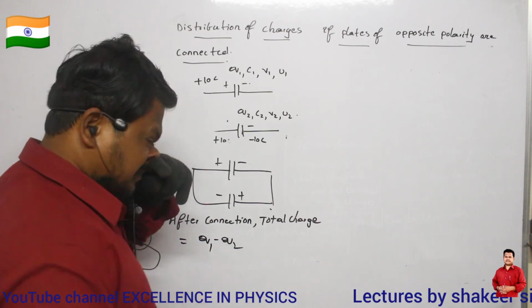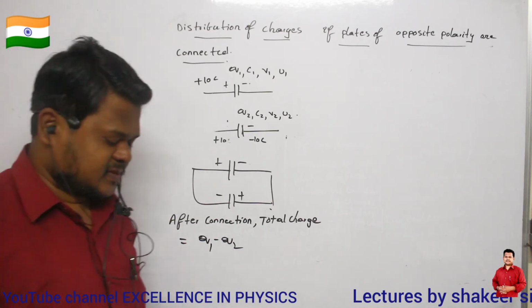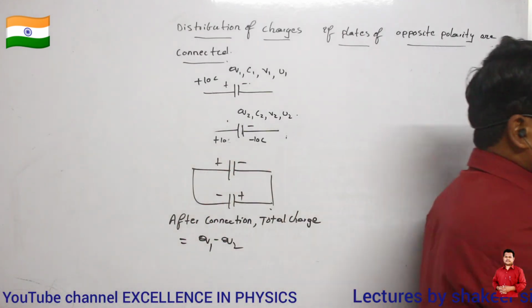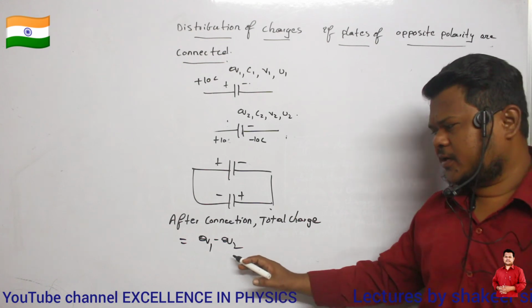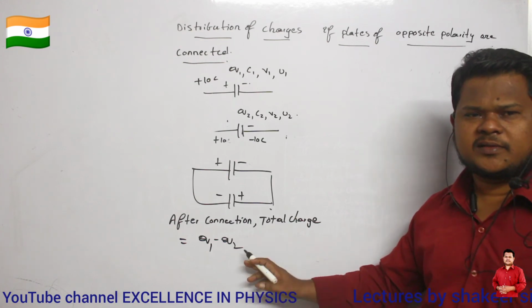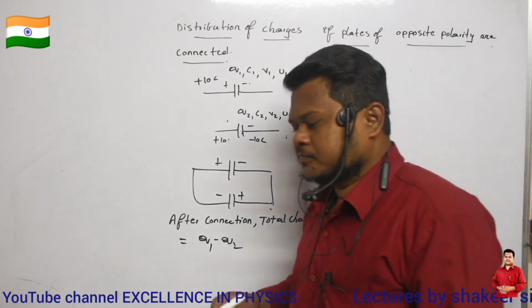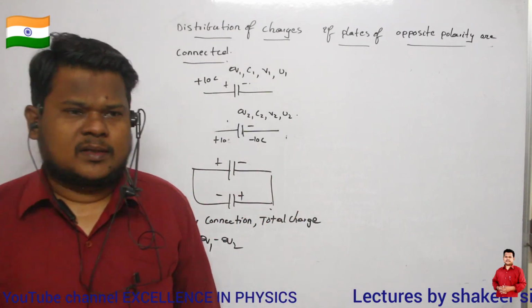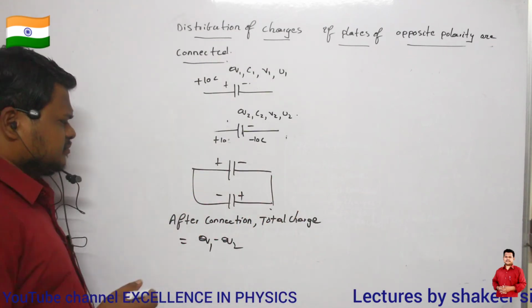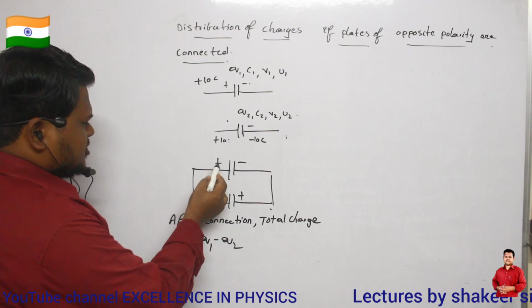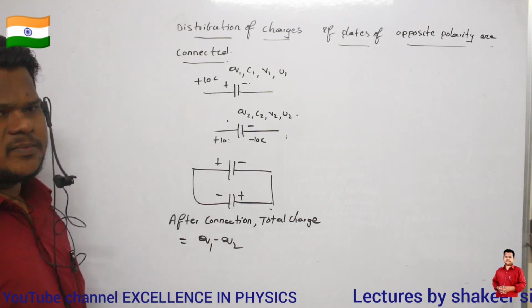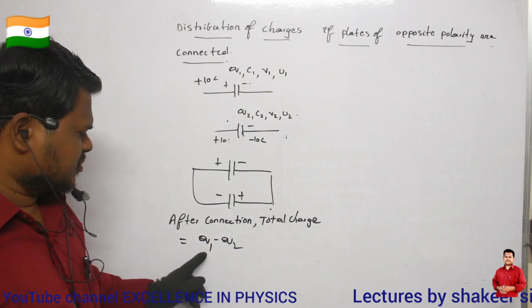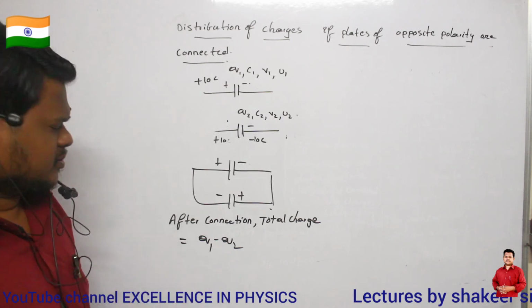Can I write like this? After connection, total charge I am writing Q1 minus Q2. Can I write like this or not? That is my question. Definitely we can write, no? This is positive charge, this is negative charge. So charges will cancel with each other. So remaining charge will be how much? Q1 minus Q2.